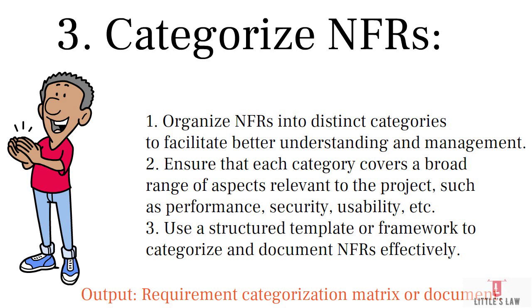Okay, so now we understood what is the entry criteria and what is the exit criteria. The requirements must be categorized into distinct NFR categories, and that is the exit criteria, because we have to categorize them before we move out of this particular step. And what is the output of this step? The requirement categorization matrix or the document should be your output, right?